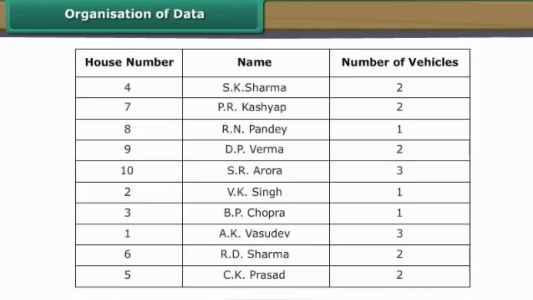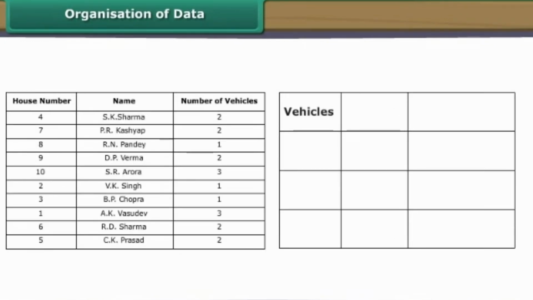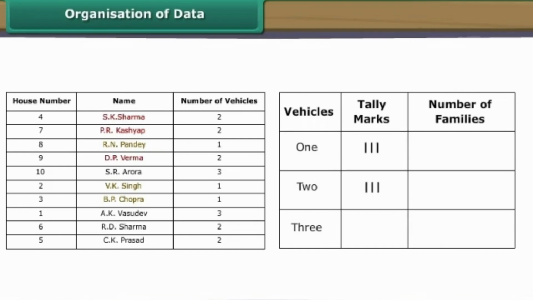Let us now organize the RWA data that we had discussed in the beginning. Make 3 columns: vehicles, tally marks, and number of families. Specify 1, 2, and 3 under vehicles one by one. Under tally marks, denote families with specific number of vehicles by tally marks against appropriate options of vehicles. Now count the tally marks against every option of vehicles and record it under number of families.